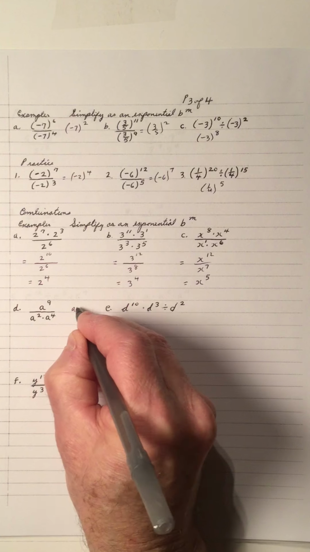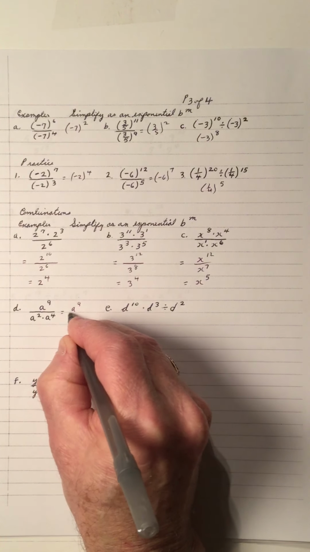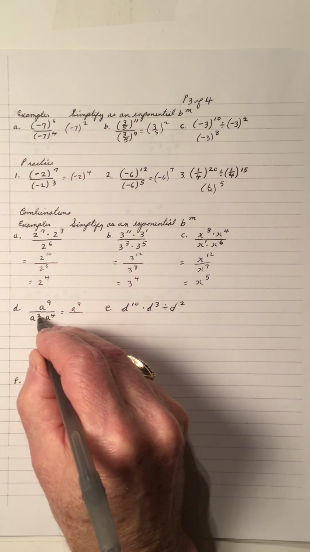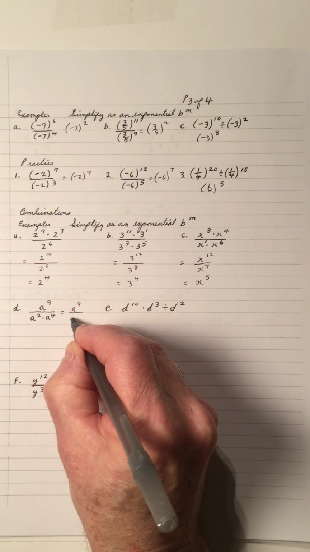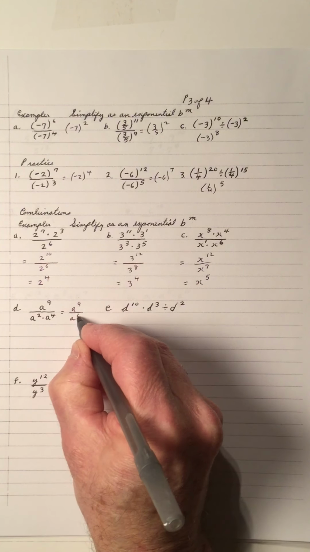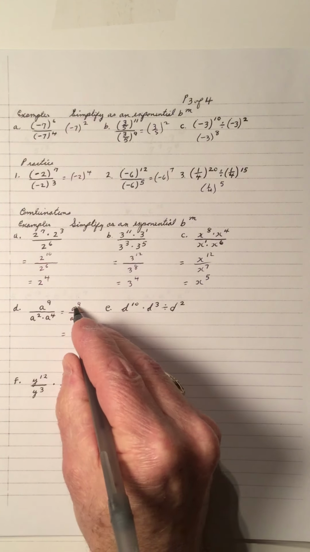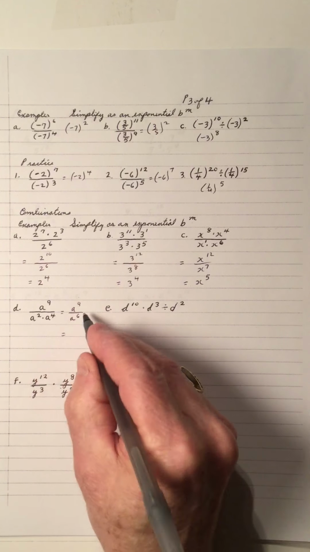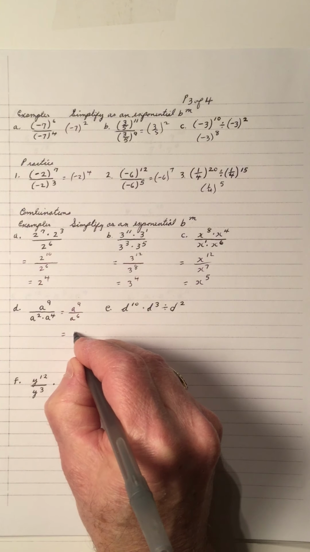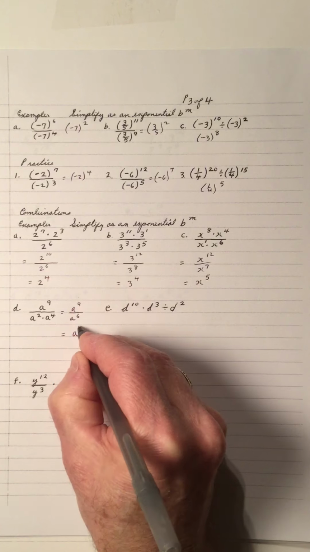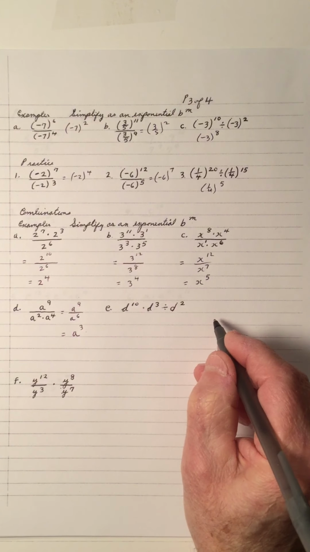The top is 9, a to the 9, that's all right. The bottom, both bases are a, so when we multiply, we add. Good. Now we have that simplified, and now we're dividing, so we keep the base a. 9 minus 6 is 3.